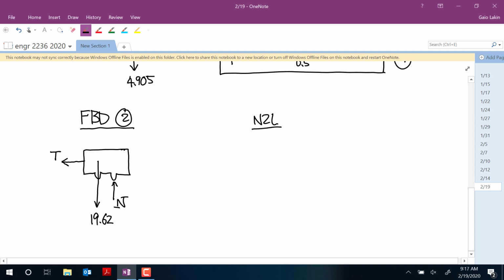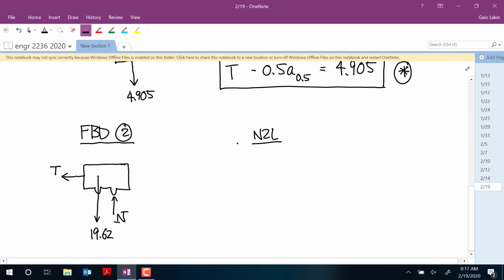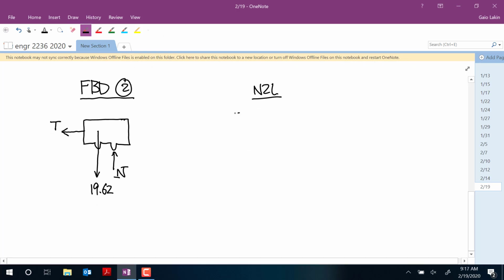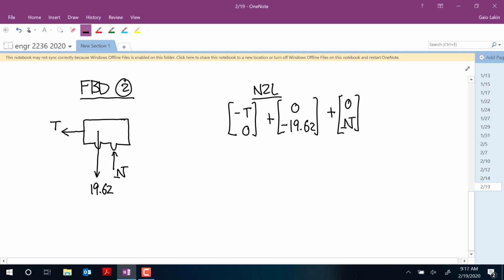And so Newton's second law says negative T, 0, plus 0, negative 19.62, plus 0 N. And now I've dealt with all the forces. And these are equal to the mass, 2, times the acceleration.